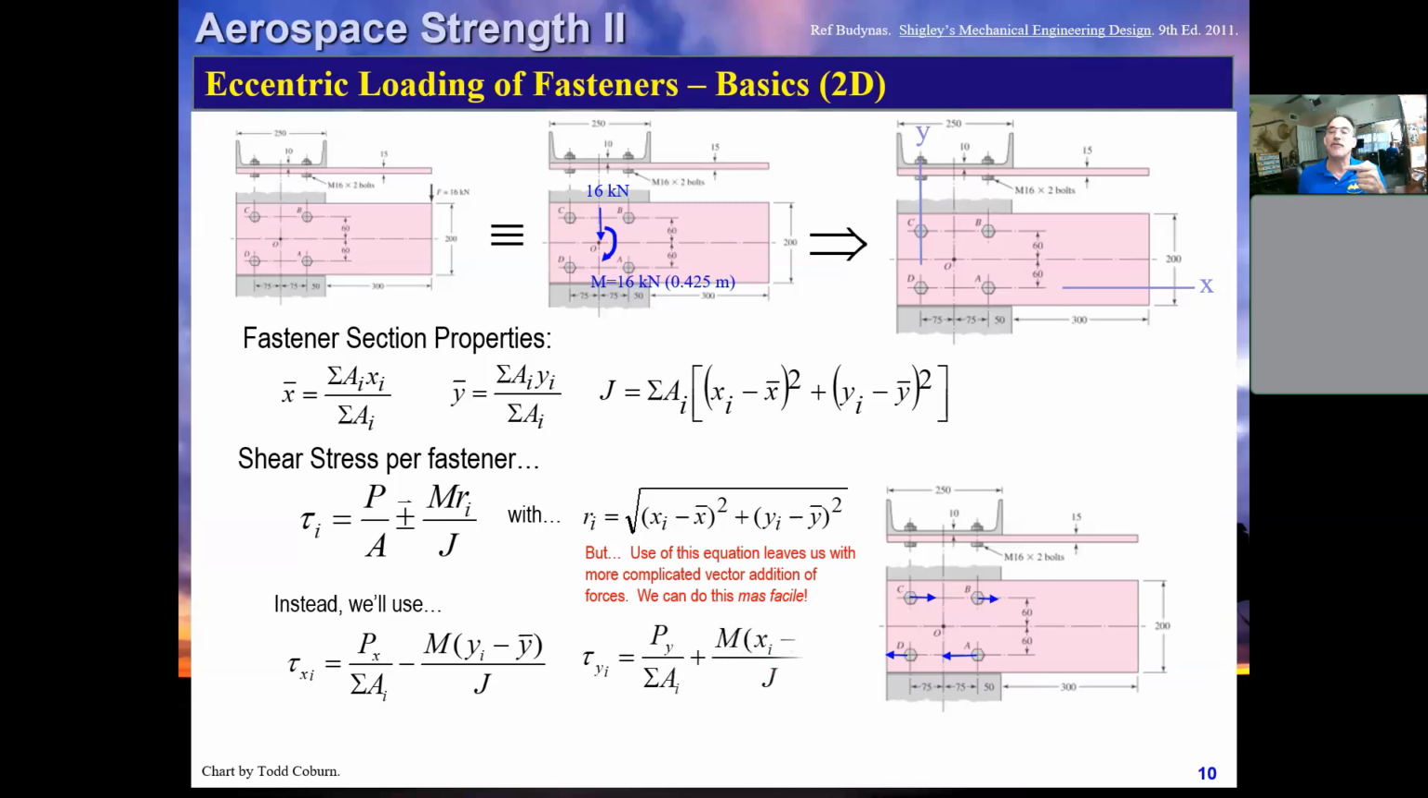We're going to use a similar formula to get the Y component: Py over the sum of the area plus M times X minus X bar. Since this is an X and a Y coordinate system for our fastener pattern all lying in the XY system, our M is actually MZ, okay? X minus X bar over J. That gives us the Y component.